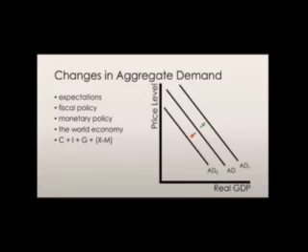In essence, anything that changes real GDP, or C, I, G, X minus M, consumption, investment, government expenditure, net exports, will shift aggregate demand, and usually you can use logic to figure out which way aggregate demand is shifting.